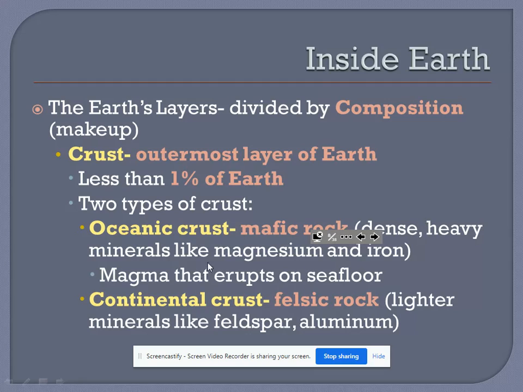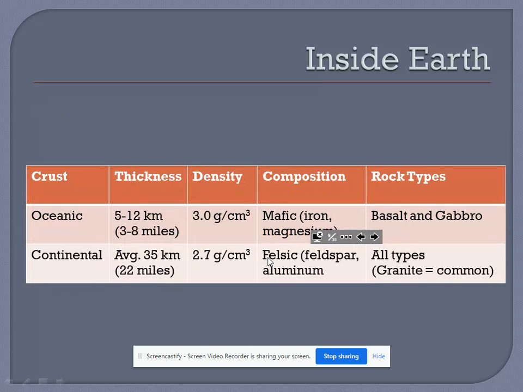We do have two different types of crust, oceanic crust and continental. Looking at this table of differences, you can see that oceanic crust is very thin and very dense, compacted with a lot of different dense, heavy minerals, and basalt is our main rock. Continental is very thick compared to that, but less dense and made up of lighter minerals. Granite's the most common rock, but all types of rock are found in the continental crust, all sedimentary rocks and other igneous rocks.